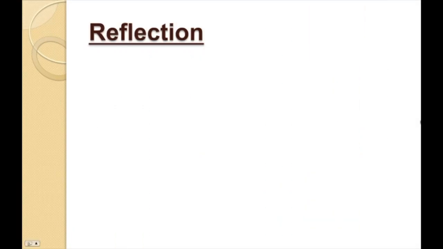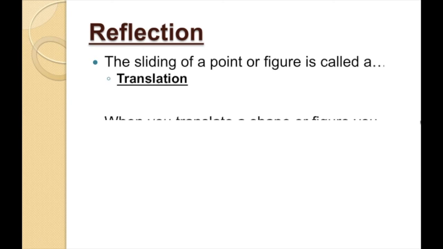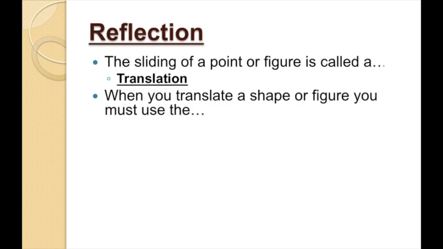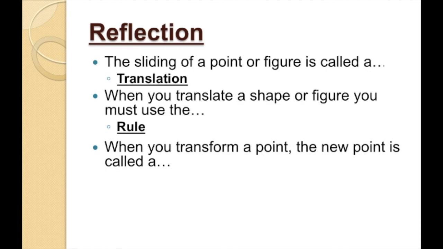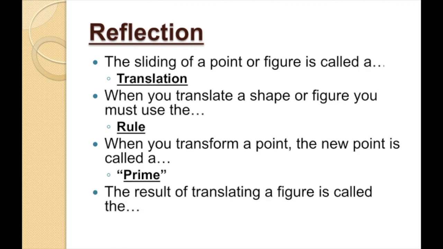So let's review our lesson. The sliding of a point or figure is called a translation. When you translate a shape or figure, you must use the rule. When you transform a point, the new point is called a prime. The result of translating a figure is called the image.